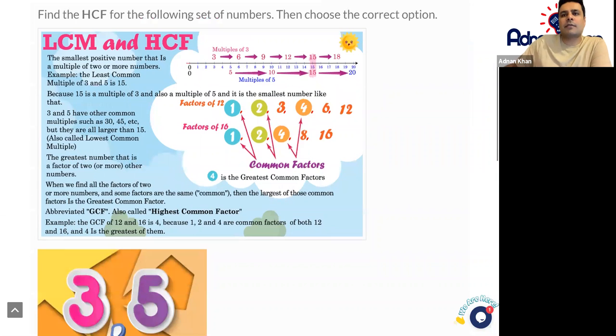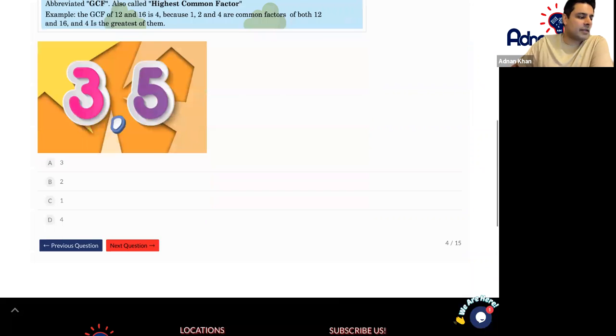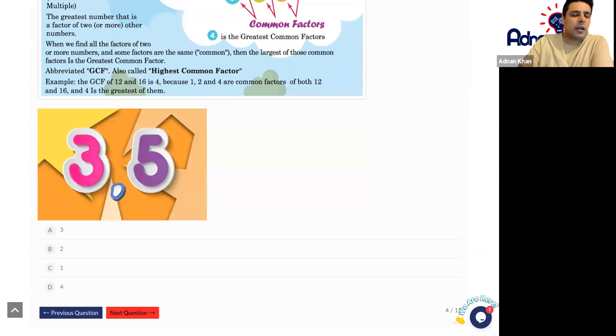Find the highest common factor for the following set of numbers. So we're looking at the highest common factor. Which one number can divide into 3 and 5? Let's go to Mide for this one.